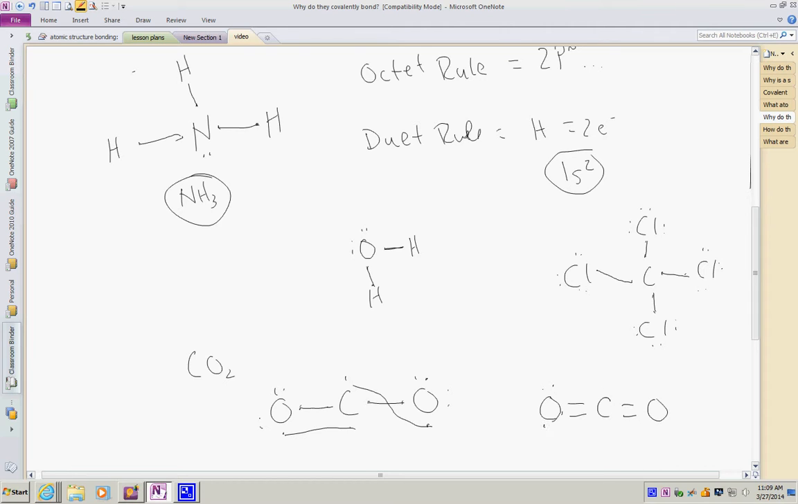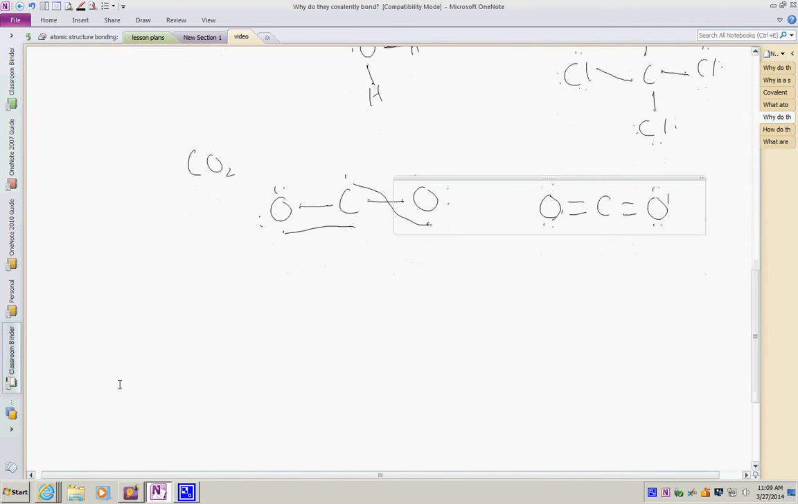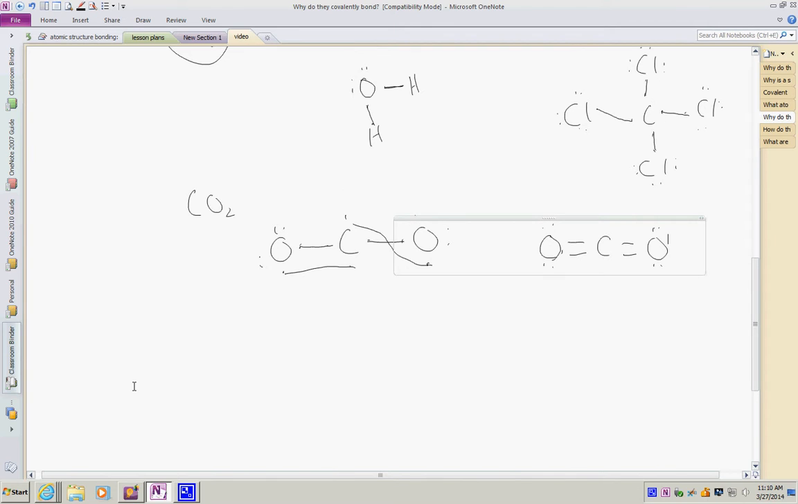1, 2, 3, 4. 1, 2, 3, 4. All right. So again, this is just talking about how and why these atoms share electrons. If you look at it more precisely, on an actual model level, we refer to it as an orbital diagram.